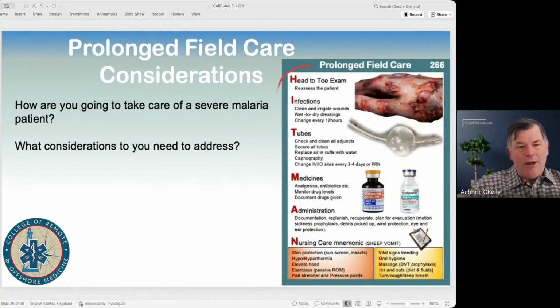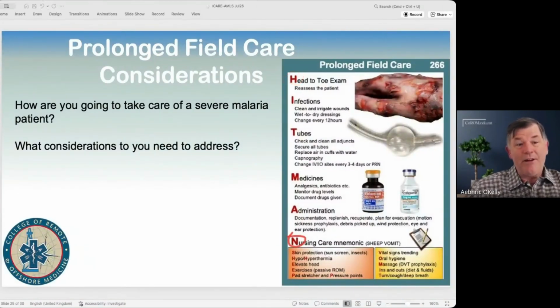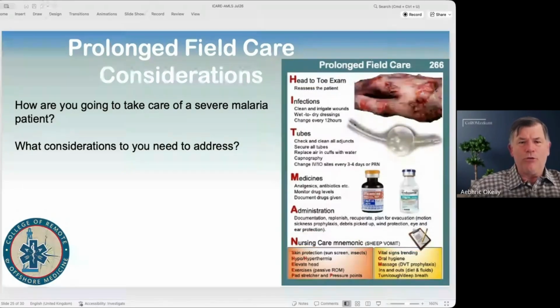So we use PITMAN SHEEP VOMIT. PITMAN is a mnemonic that I first found when I was teaching battles with the UK and the SAS in Hereford. They came up with HITMAN. They had a different H and a different N. So I nicked the HITMAN and changed the H to head-to-toe exam about 10 years ago and added nursing care. Then Jason Jarvis and I came up with SHEEP VOMIT. We may not have been sober, but it works. And now it's being used as a checklist for nursing care.